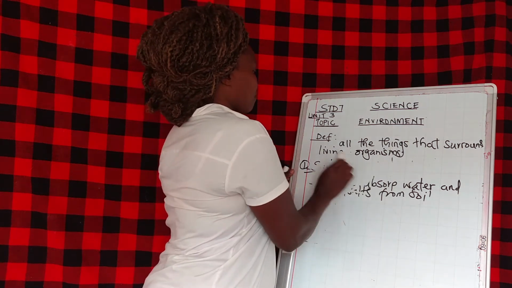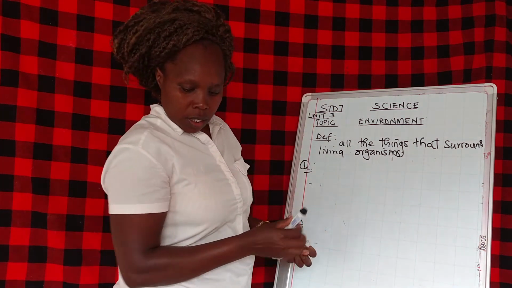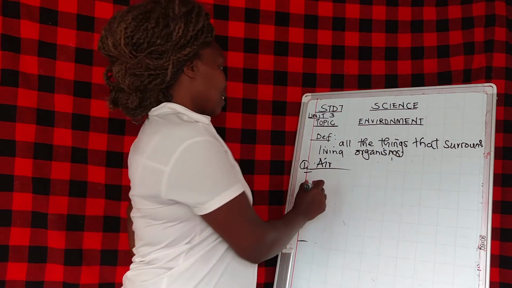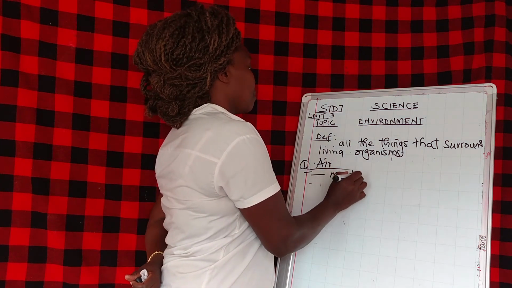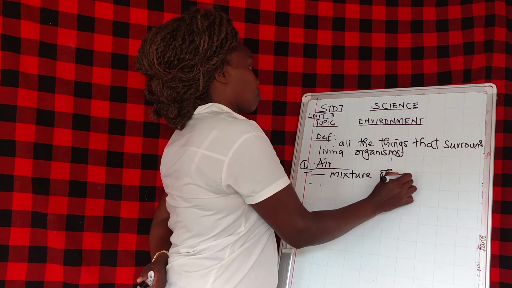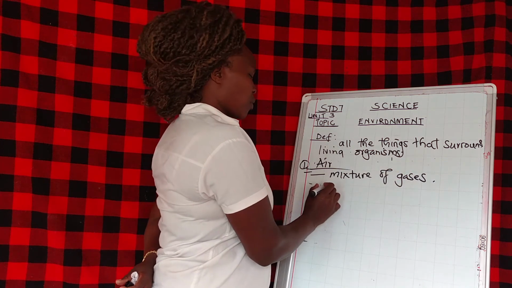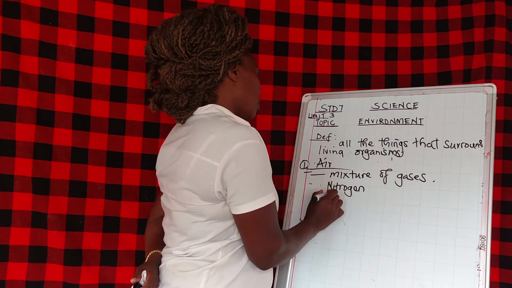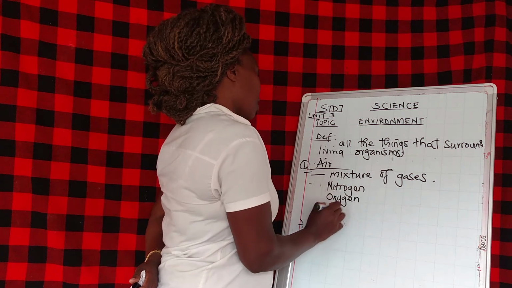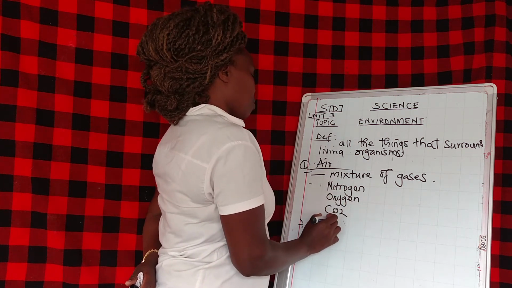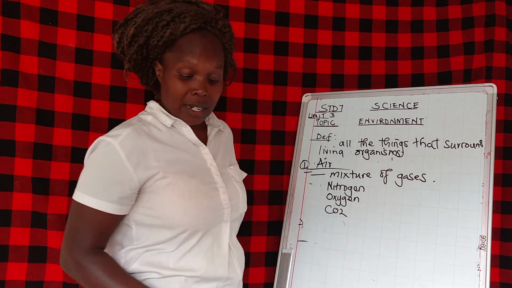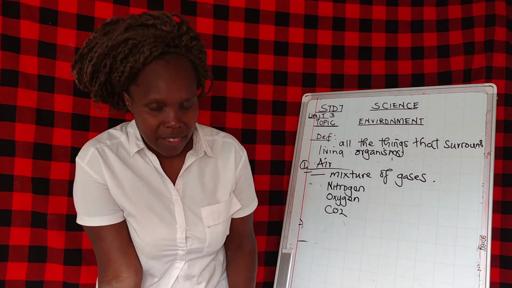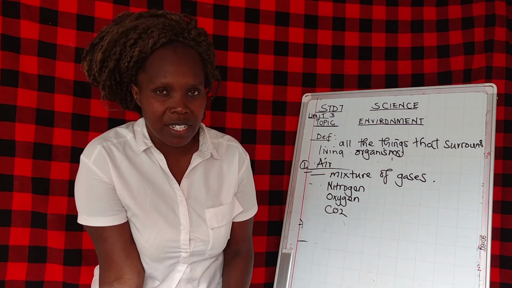Let's look at air as a component of the environment. What is air? Air is a mixture of gases. We have different types of gases. We have nitrogen, oxygen, carbon dioxide, and carbon monoxide. There are many different types of gases in the air, and these different gases have different importance.